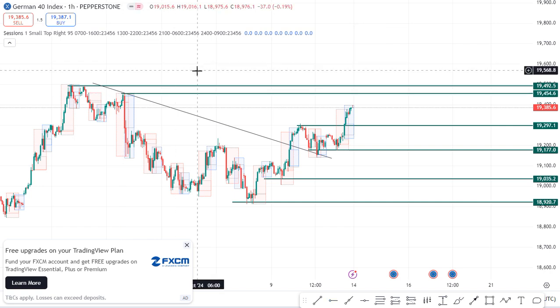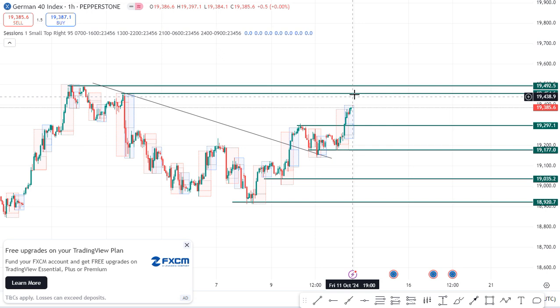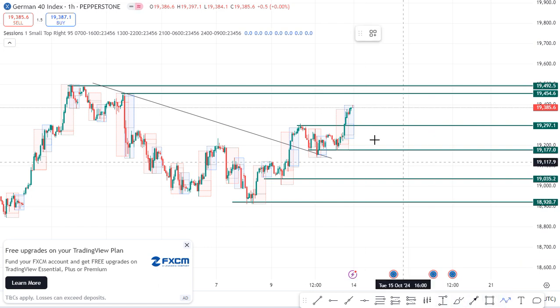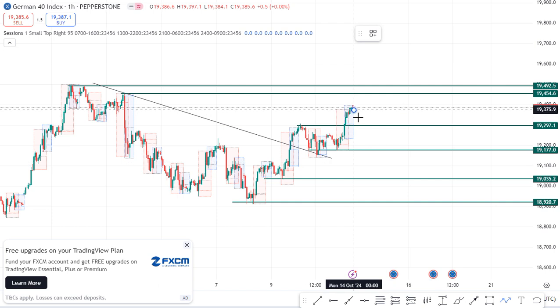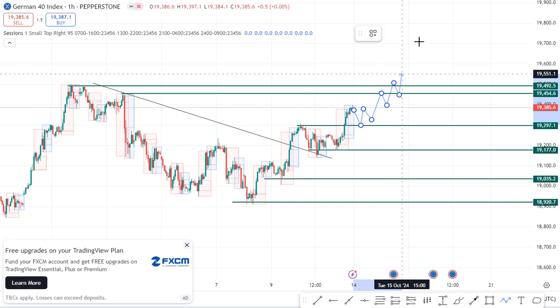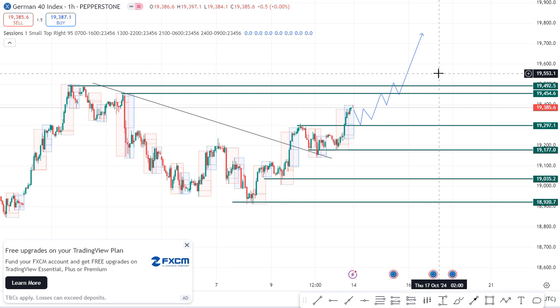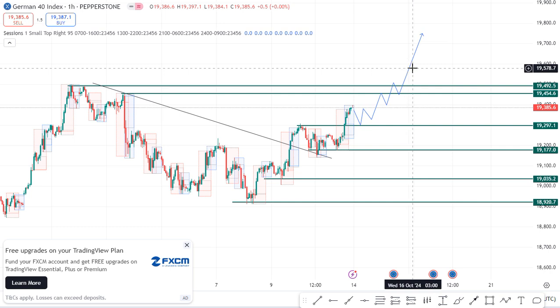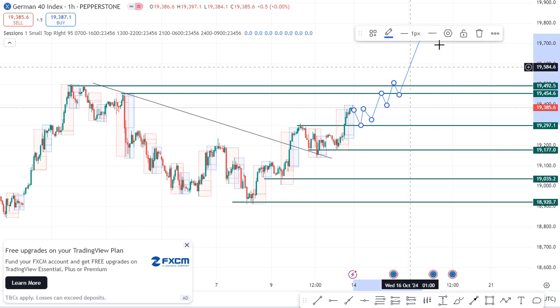So I expect the price to come to this area before we break the current high. All these indices, they move the same way. They are all buying. If they are buying, they all buy. If they are selling, they all sell, and so on. So now going into next week, I expect all of them to break their previous high.